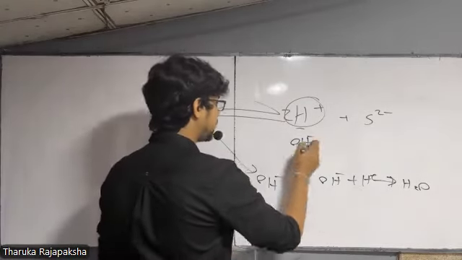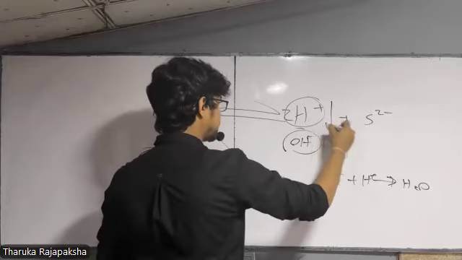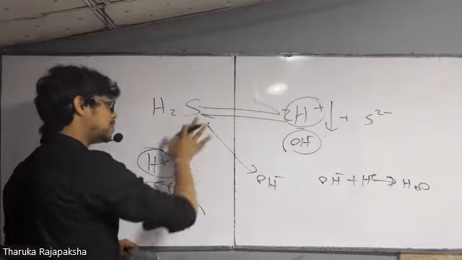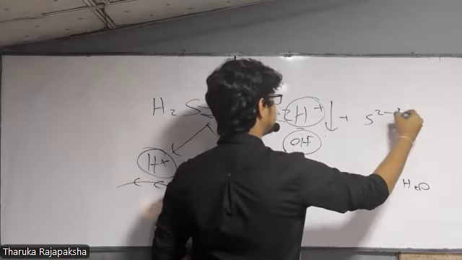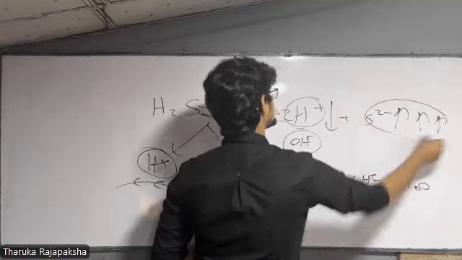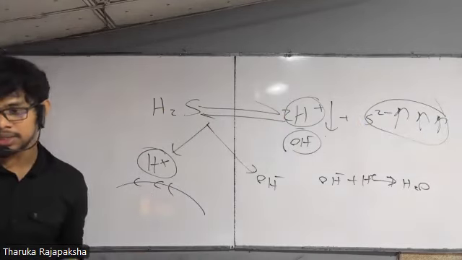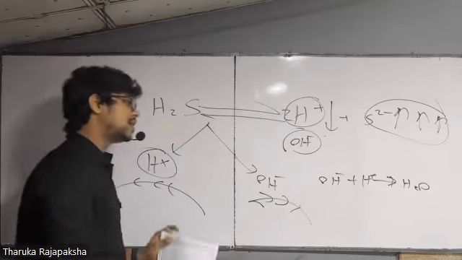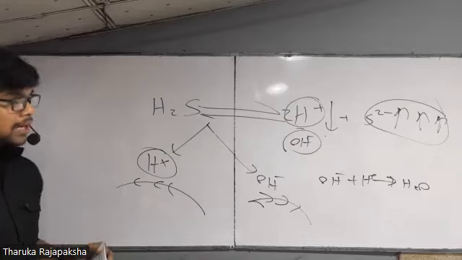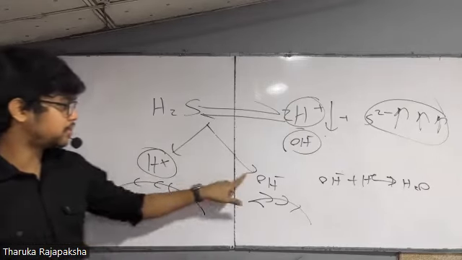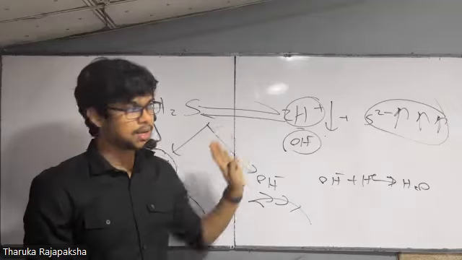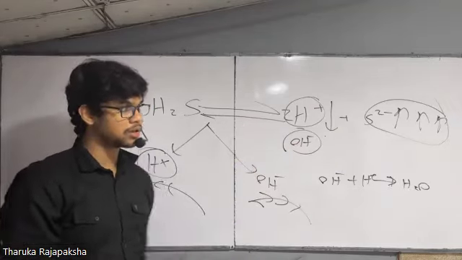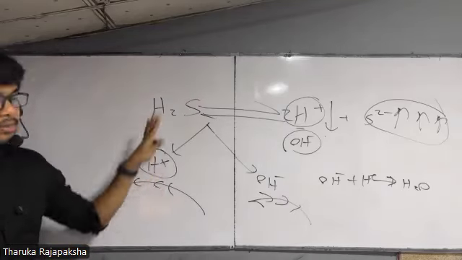This will decrease the amount of H plus, so it will favor the reaction forward. When you favor the reaction forward, the sulfide amount will increase. This is called the common ion effect. When H plus is added or OH minus is added, it's the other way around. This one you're going to learn in pH. This is the idea behind this.